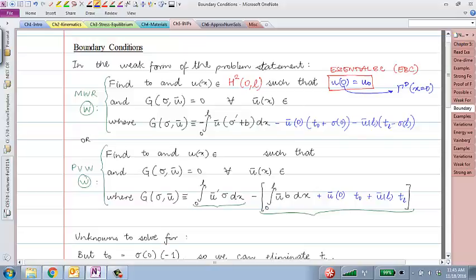But as you've seen, for a different problem, the specified displacement boundary condition might be somewhere else, might be at x equal to L. So we need to find T0 and displacement such that G of sigma comma u bar is equal to 0 for all u bar in what space? For virtual displacements in what space? H0, or equivalently L2. L2 functions in the domain 0 to 1, which is equal to H0 functions in 0 to L.